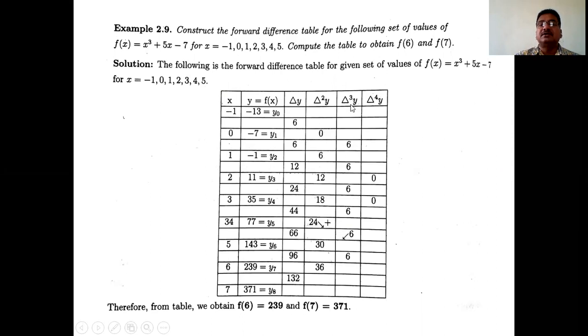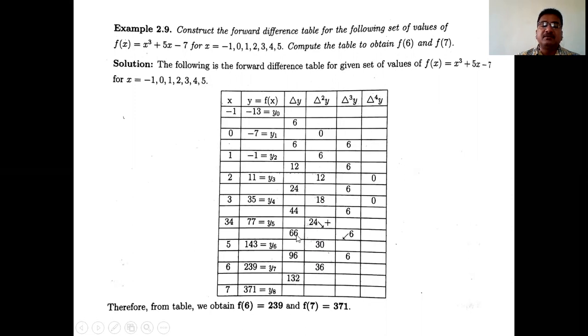If you observe the delta cube column, all the entries are 6. Therefore here we have the entry 6. When we have 6 here, if this place is 30, 30 minus 24 is 6, so write 30. And then here is also 6. Therefore if this entry is 36, write 36. Then here is 44, and when we have 24, this entry is 66, because 66 minus 44 is 24. Here the answer is 30, because 96 minus 66 is 30. And when we have 36, the entry is 132, because 132 minus 96 is 36.